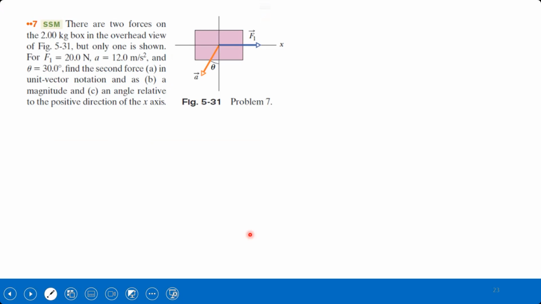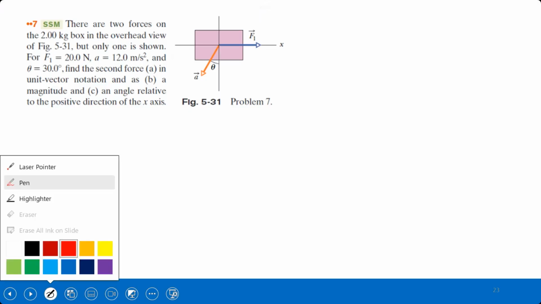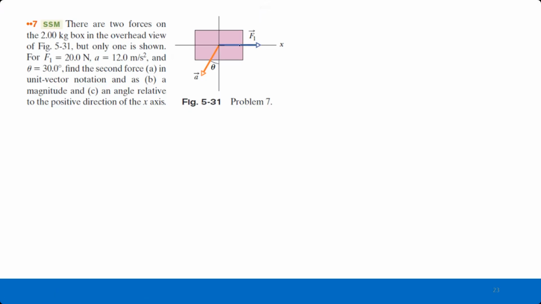So with this, I can actually start solving problems from the problem set that is associated with this chapter. My first problem is number 7. I remind you all that we take the problems from the Halliday physics book. So in this question, I have two forces acting on the 2 kilogram box in the overhead view of the figure, but only one is shown. So I have a block, there are two forces acting on it. I showed you just one of the two forces. F1 is, as you can see, horizontal to the right along the x direction. F2 is not shown. It is somewhere, and I'm not sure of its magnitude or its direction.